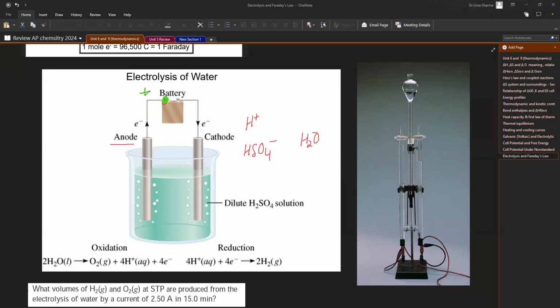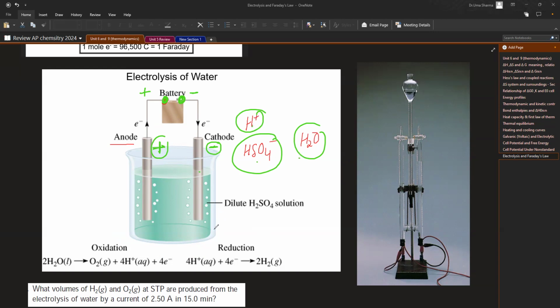Yes, Vinaya, good. And here, minus. So it means anode has plus charge out of these 3, and cathode has negative charge. Can you tell me who will move in the direction of cathode? Who will move in the direction of cathode? H plus, HSO4 minus, or water?